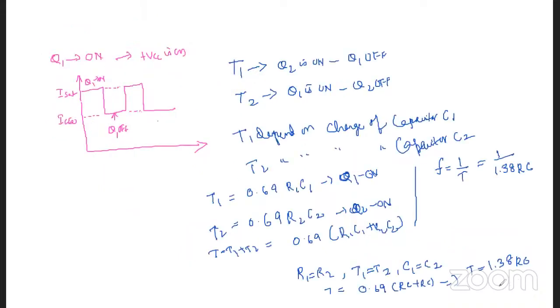The frequency of oscillation is given by, first we have to calculate the time period. T = 0.69 RC twice, that is 1.38 RC. Frequency is nothing but 1 by T, so we get 1 by 1.38 RC. So this is the astable multivibrator.